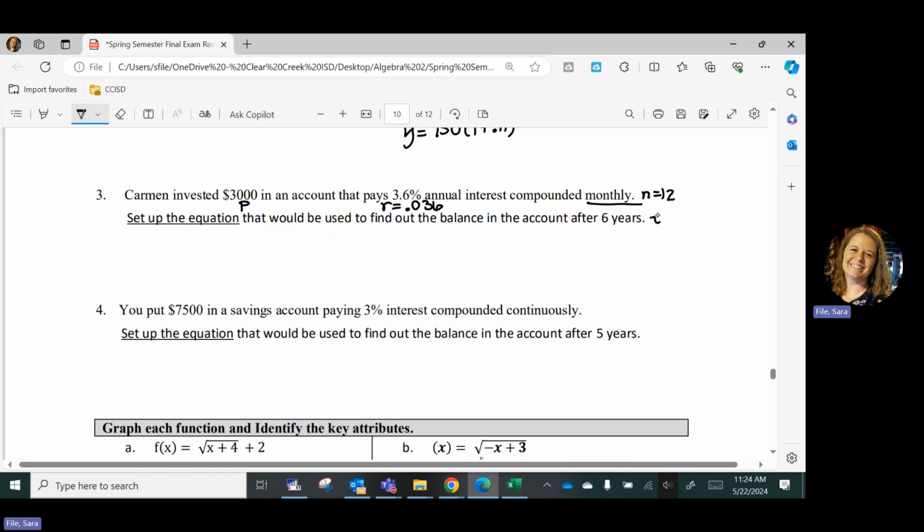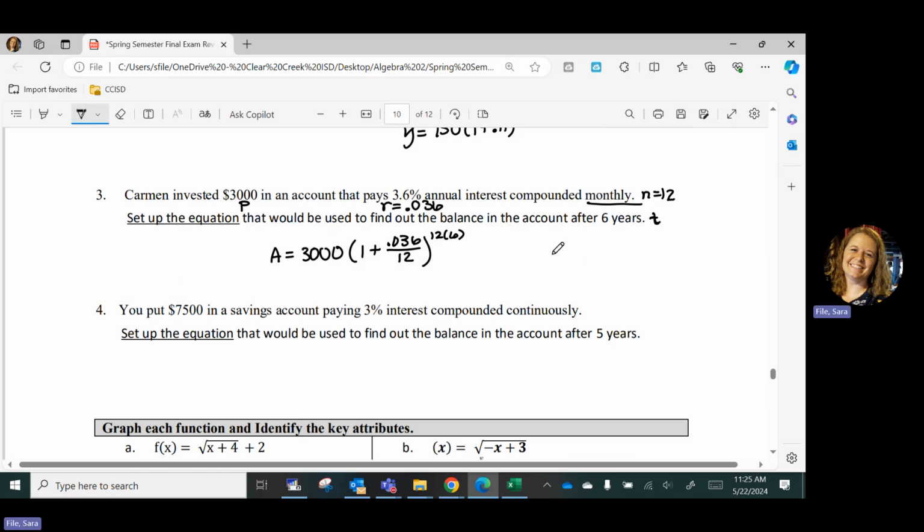Okay, so this is compound interest. So this is the equation from the previous page. So 3,000 is the initial amount, your rate over the number of times it's compounded, to the power of nt. So 12 times 6 up here in the exponent. And that's what we would plug in to find out what that would be worth after 6 years.